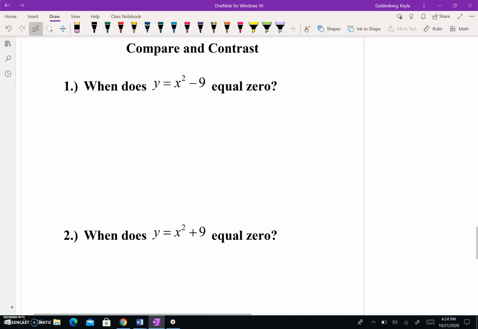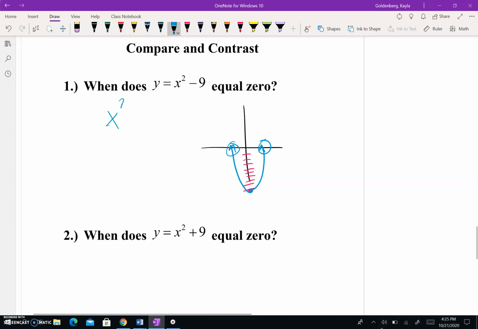If you think about our shifts, you should be able to tell me, what does the minus 9 mean? Which way do I move and how many? You're probably guessing that it means that you shifted down, and you would be correct. So you've got the down 9, and it looks like this. So when does it equal 0? When does y equal 0? It looks like we're going to have 2 points.